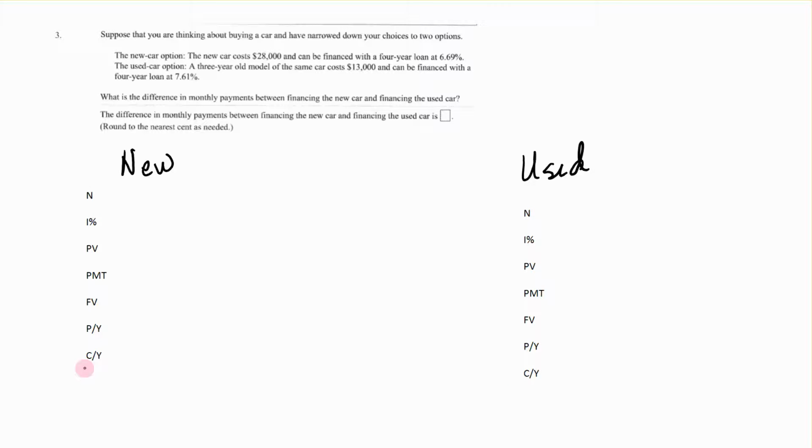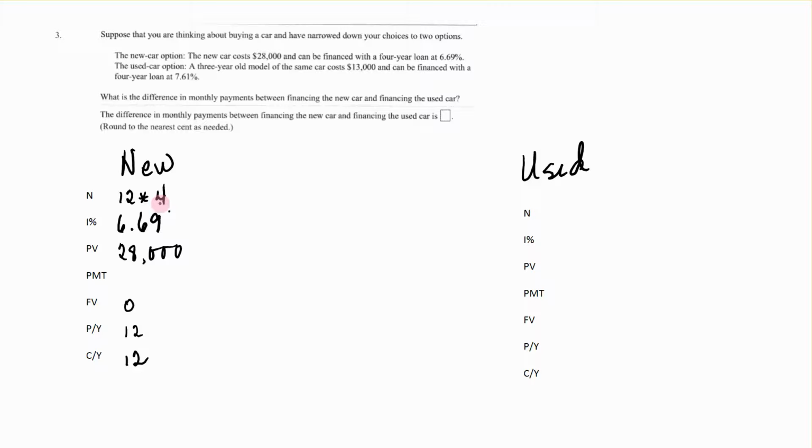All right, for the new car, it is 6.69%. The present value is $28,000. Payment is unknown. Future value is 0. You're paying it monthly for 4 years, so that's 12 times 4. Okay, we'll figure out that payment using the TVM solver in just a minute.